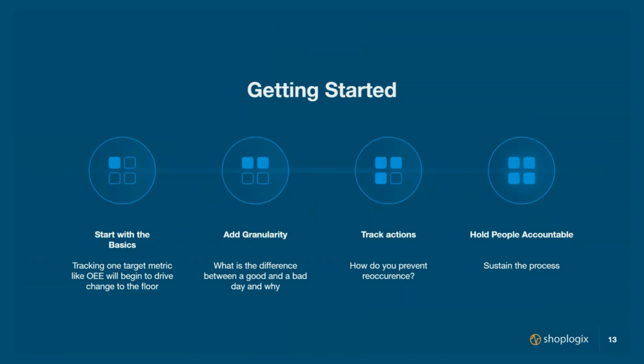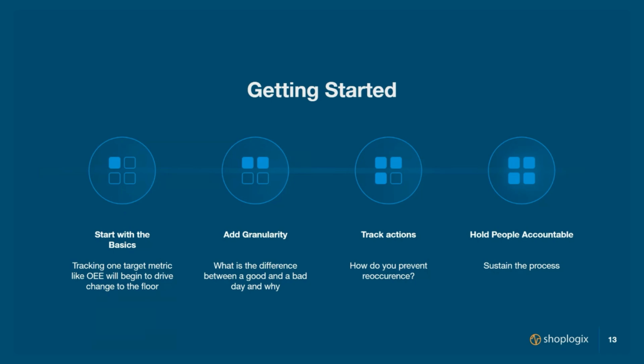So how do you get started with something like this? If you're a current customer, you might have tons of data. You don't know how to deal with it. If you're a new customer, you might have a DMS system already, but how do we get ShopLogics to be part of that? My advice is you start with the basics. You start with tracking that one KPI, that one metric. That'll start to drive change on the shop floor.